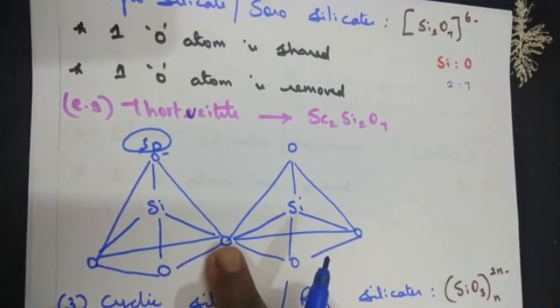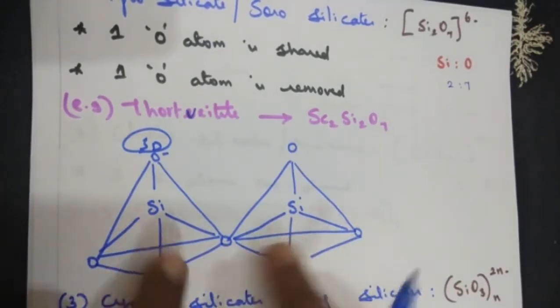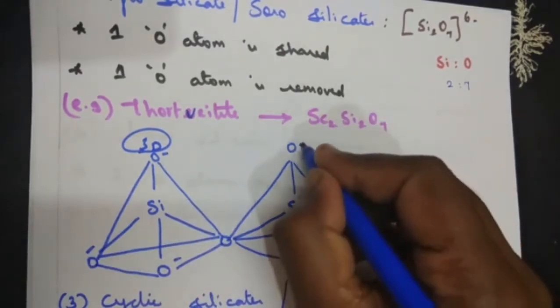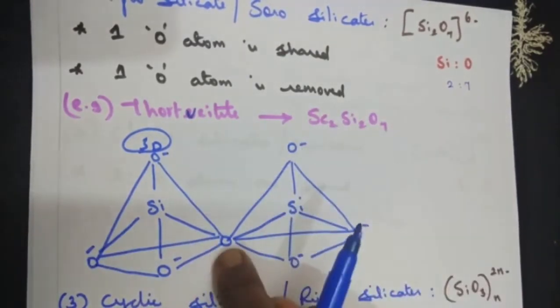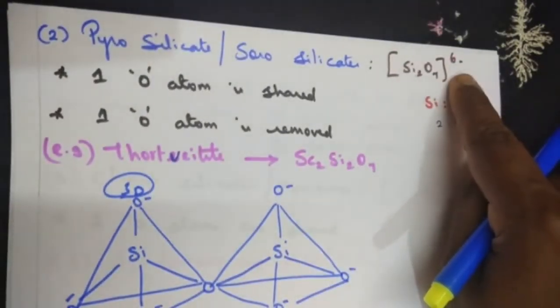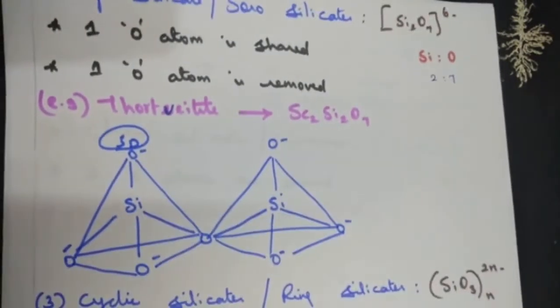Now where this oxygen is shared between the two units, there is no charge over them. 2 and 3. Similarly, 4, 5, 6. This oxygen is shared, so they have no charge over them. Thus, we get a charge of minus 6 here.